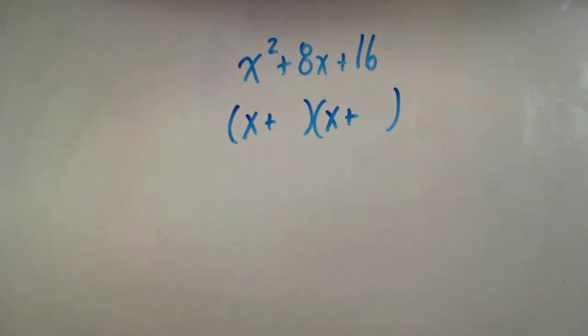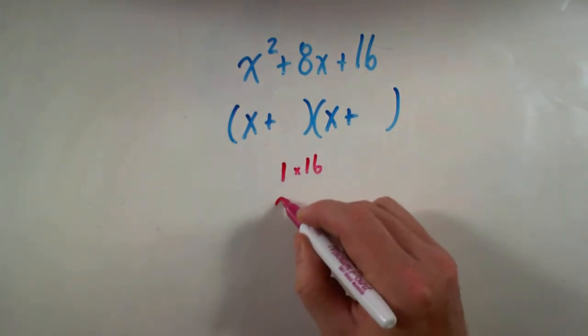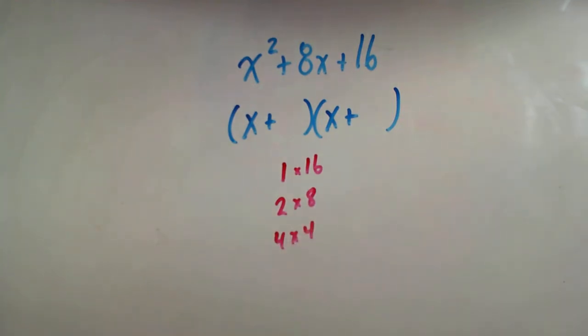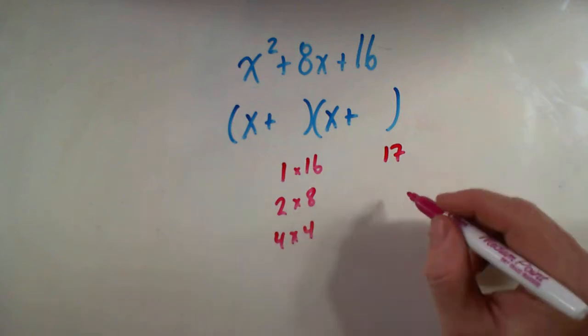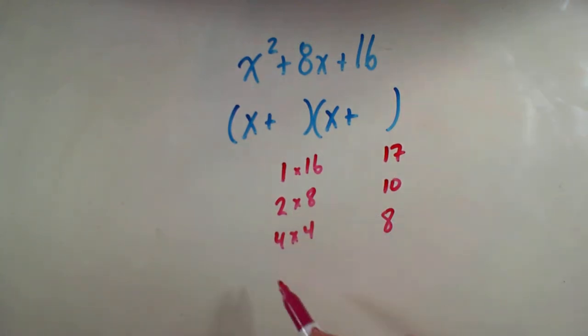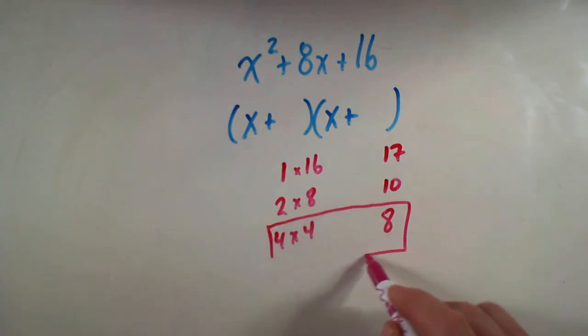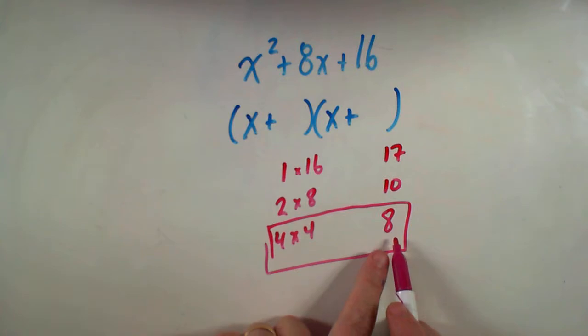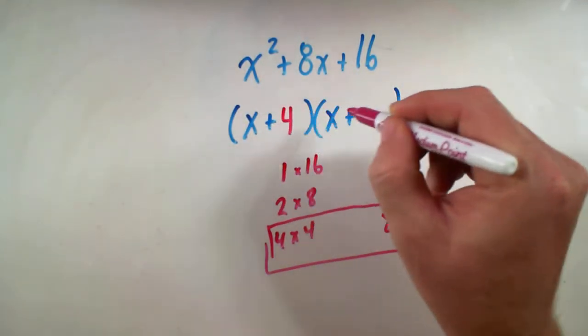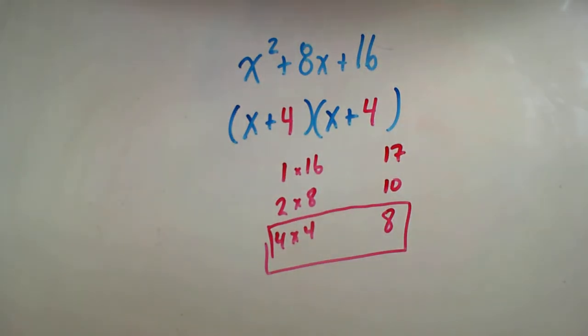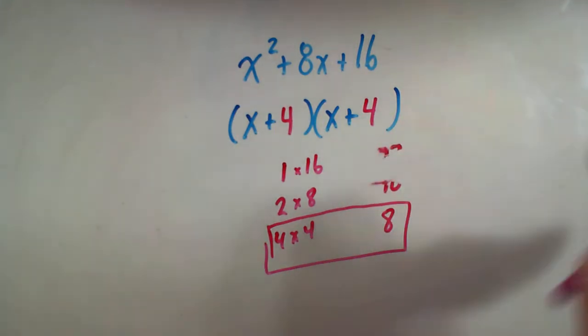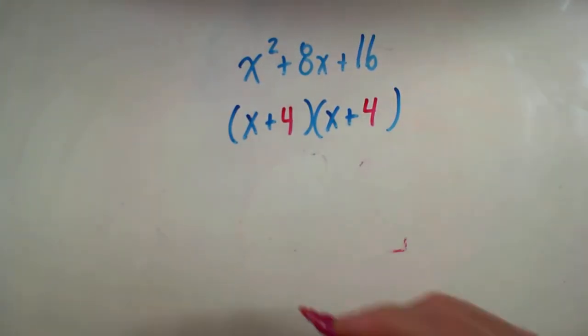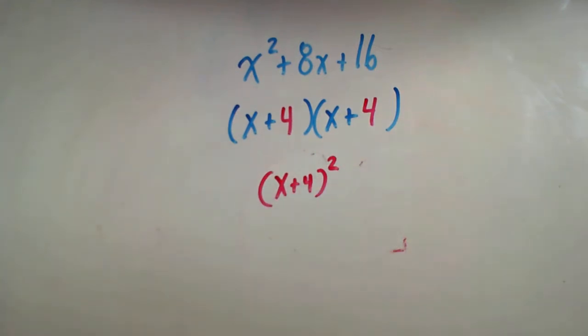Now you do not have to go through this long process I'm about to show you every time, but here's the idea. So you have 1 times 16, 2 times 8, 4 times 4. Those are the only three ways to multiply and get 16. 16 plus 1 is 17, 8 plus 2 is 10, 4 plus 4 is 8. So I'm looking for two numbers, and notice they can be the same number, where when I multiplied them together, I got that back number of 16. When I added them together, I got the middle number, that is 8. So what I have is x plus 4 and x plus 4 again. That can be written as x plus 4 quantity squared.